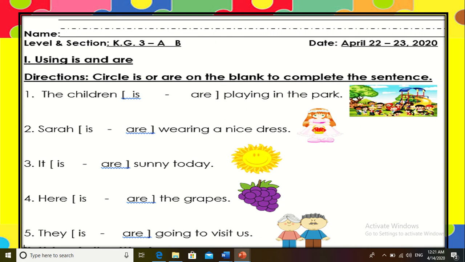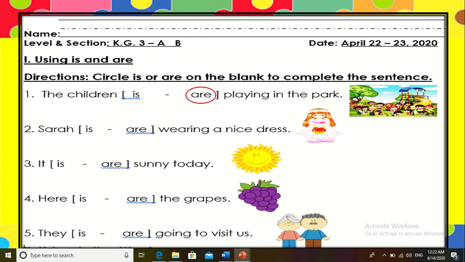Okay, let's read number one. The children is or are playing in the park. We have children as our noun, and when we say children, this means many. So which verb are you going to use? Is it is or are? And the answer is are. The children are playing in the park.